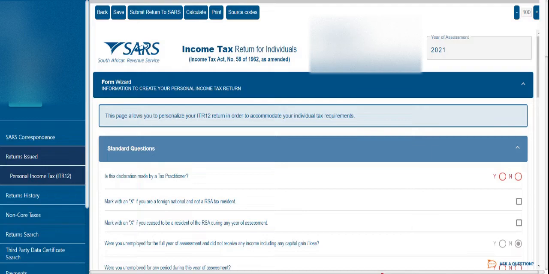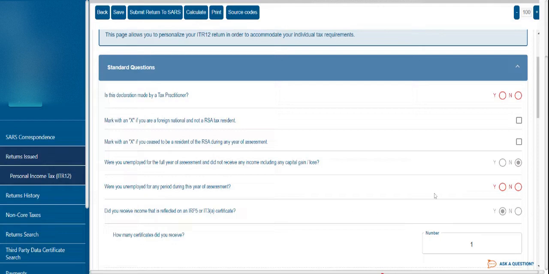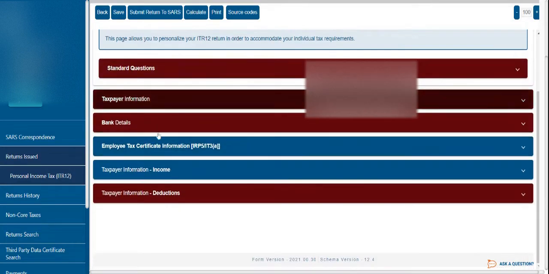return. Okay, so you would have gone to return history, gone to return issued, clicked on personal income tax year on the left, and then it would have opened up and would have gone into the 2021 tax year to complete the tax return. Then you have these standard questions which you'll answer and you'll read through. They're pretty self-explanatory. The things that are red, you'll see the red ones require further input from the taxpayer.